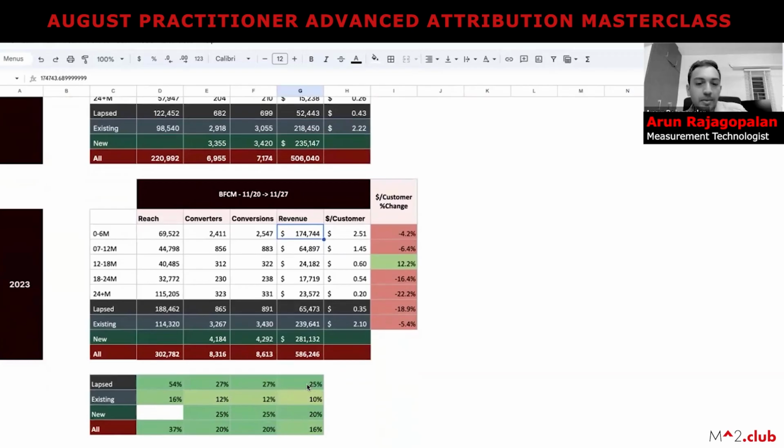Earlier, lapsed was growing by 0%. And during this period, it grew by 25%. And there was also a lot of growth happening in the new segment. From negative, it also came to positive, and the total dollar per customer change for the BFCM week moved from the regular trend of minus 12% to plus 16%.